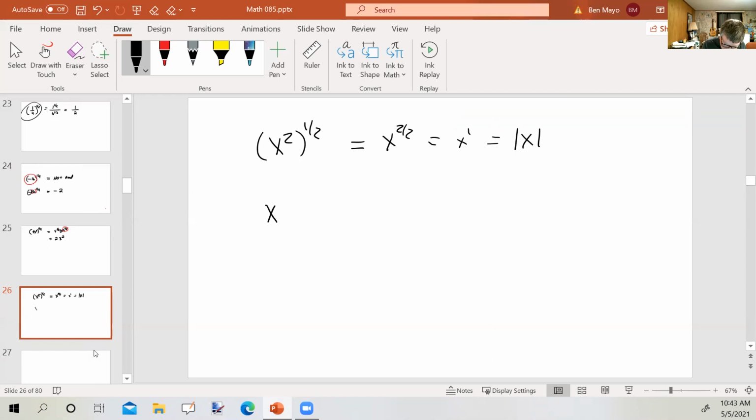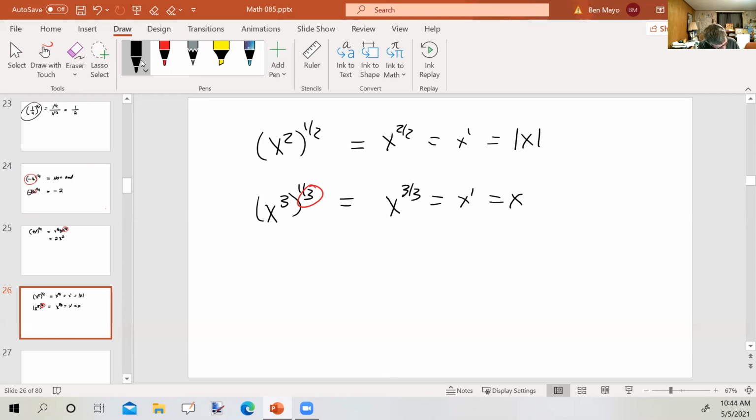How about this one? X cubed to the 1/3 power. Well, this would be x to the 3/3, or x to the 1, or just x. But here, since I'm taking an odd root, I can get a negative answer, so I don't need absolute value bars. In fact, it would be wrong to include them.